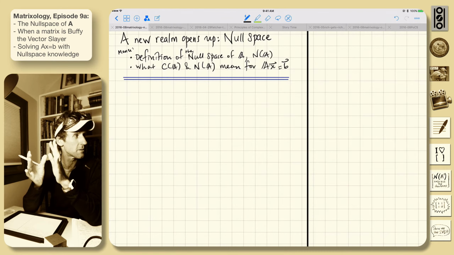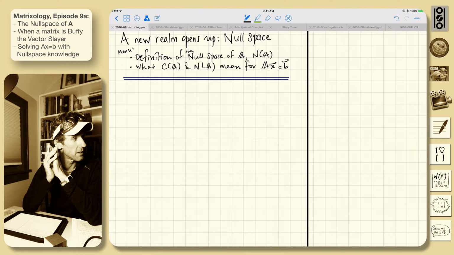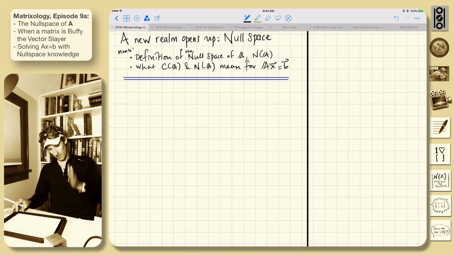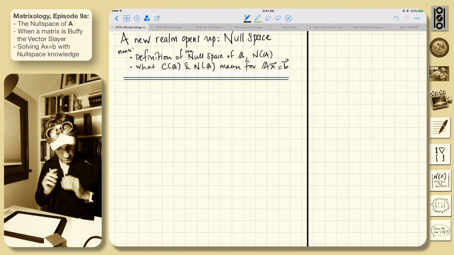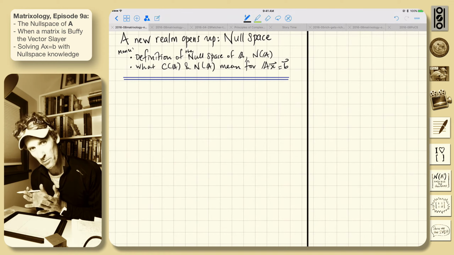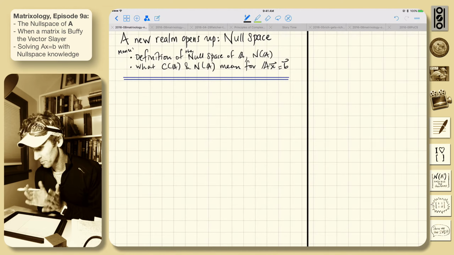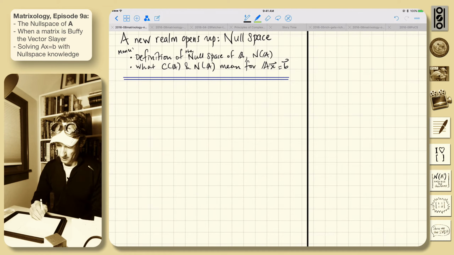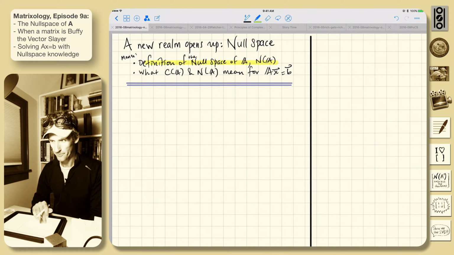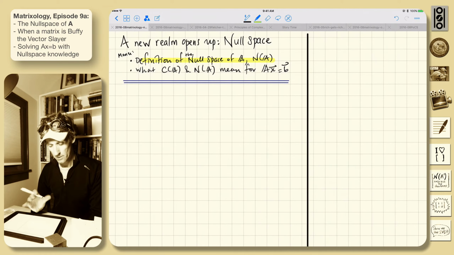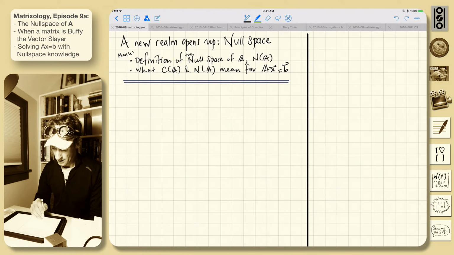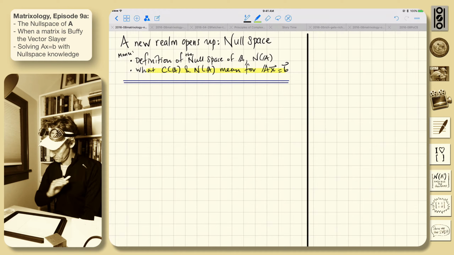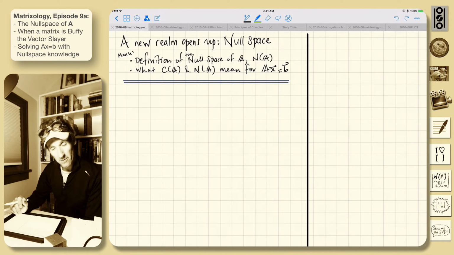The second subspace of magnificence is the null space of A, right? It's getting serious, people. This is just going to be an introduction to it, and in the next piece we'll talk about how to find the null space of A and the column space of A. But first we're going to define the null space of A, and then connect it to AX equals B, which, as you know, is everything in life, really.